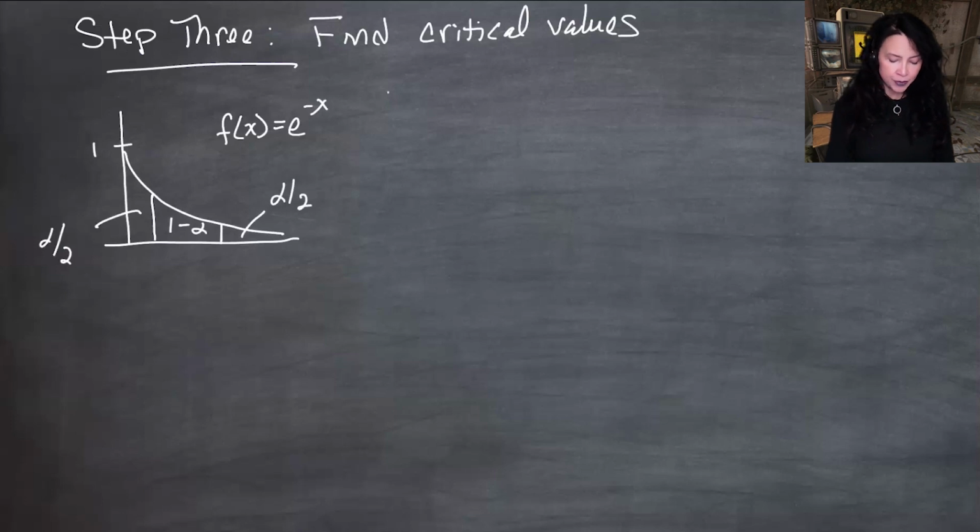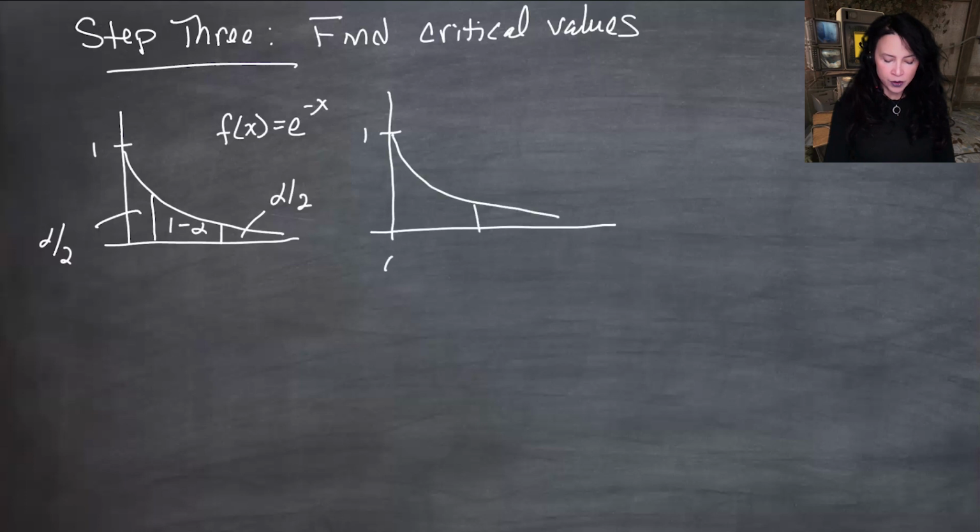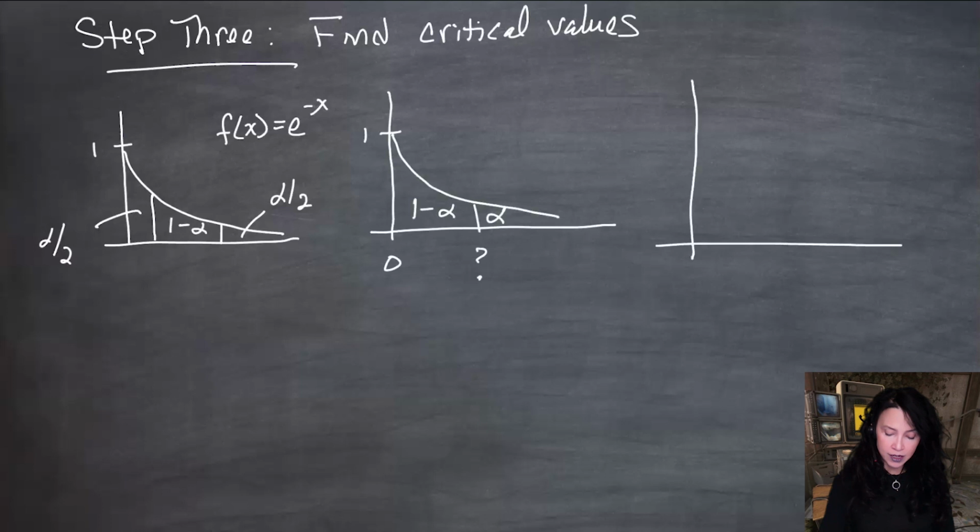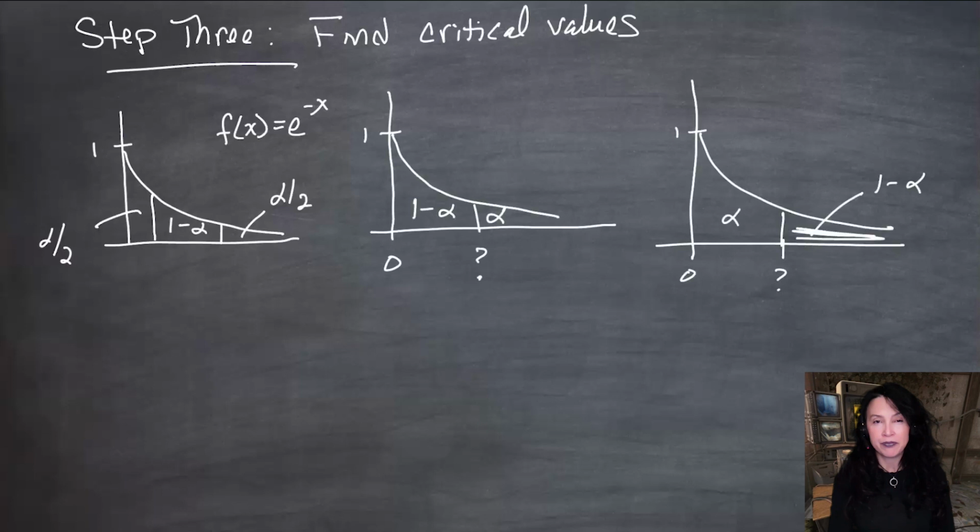But this distribution has a left endpoint, unlike the normal distribution. So we could also consider just finding a single value and going from 0 up to that single value, as long as it captures area 1 minus alpha here and then the remaining alpha here. As a third option, we could go from some value to infinity and try to get area 1 minus alpha here and alpha here.